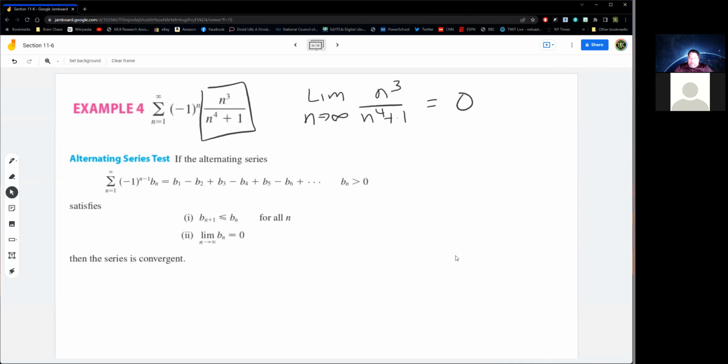So we need to show that n to the third over n to the fourth plus 1 is greater than, well, I'll write it the way they're doing it. I've got to move my numbers over now. All right, n to the third over n to the fourth plus 1 is less than n plus 1 to the third over n plus 1 to the fourth plus 1. That's true. So we basically have to show that this is decreasing.